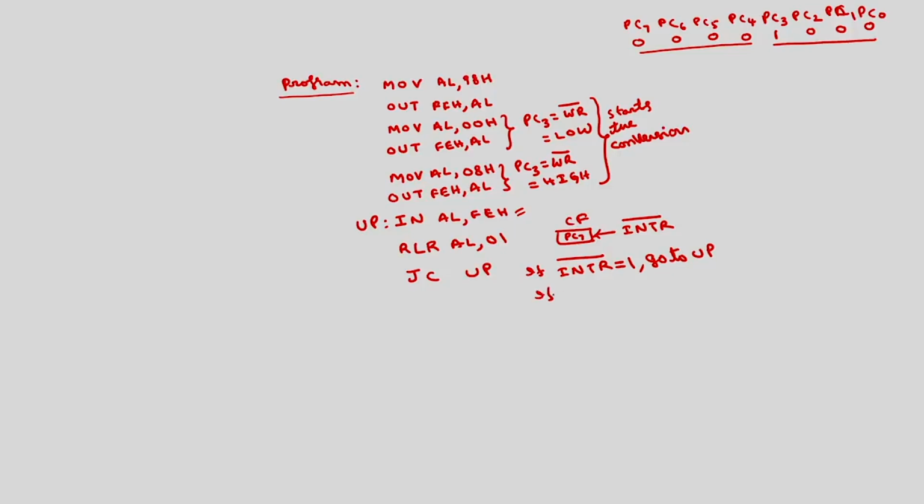If INTR bar is 0, this will come out of the loop, then you have to read the data. The digital equivalent of the temperature is available in port A, so you have to write IN AL, port A address FCH. So after this instruction, AL will contain the digital equivalent of the temperature value, the temperature value in hexadecimal form.